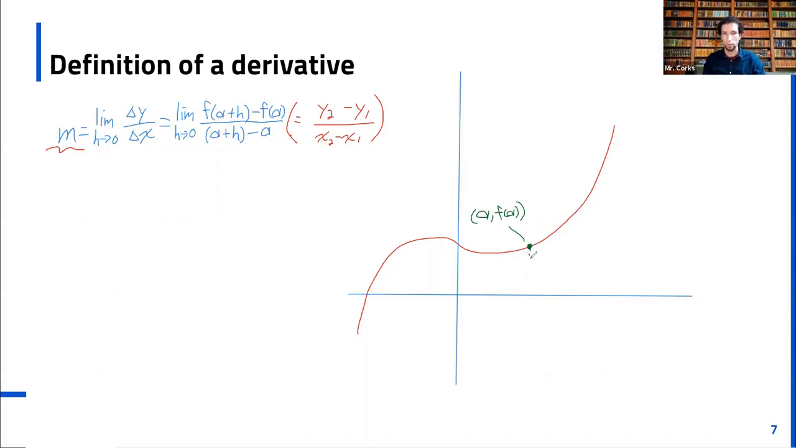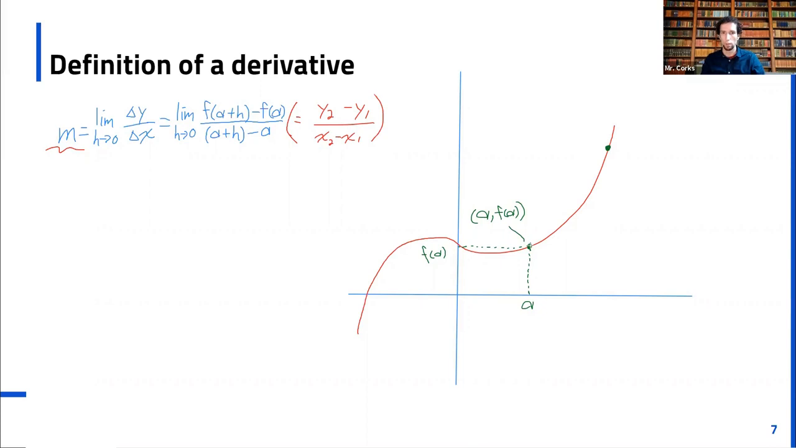The x value is A, and the y value here is f of A, which is why we talked about the function notation. It's just the y value at whatever A is. And then we have a second point. So our x2 and our y2 is coming from just another point. Let's say we do it up here.